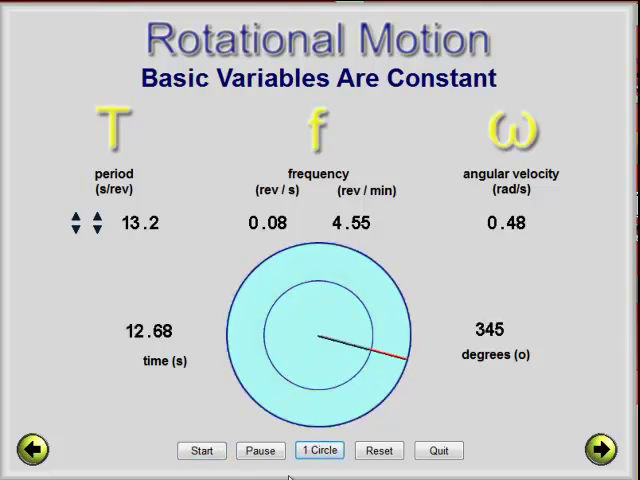We can also add another circle to show that it doesn't matter how big the circle is, that these variables behave the same for any size circle. Of course, then you can reset. You can change the variables, start it again, and you can see how that change in period will change the rotational motion.